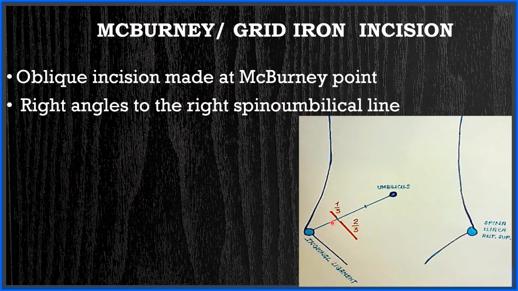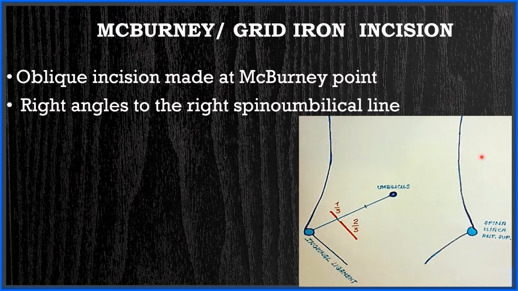So once again, you have this right spino-umbilical line, and if you take a point that is at the junction of medial 2/3 and lateral 1/3 of the right spino-umbilical line, you get the McBurney's point, and you put an oblique incision at right angles to the McBurney's point. So that is the McBurney's or the gridiron incision.